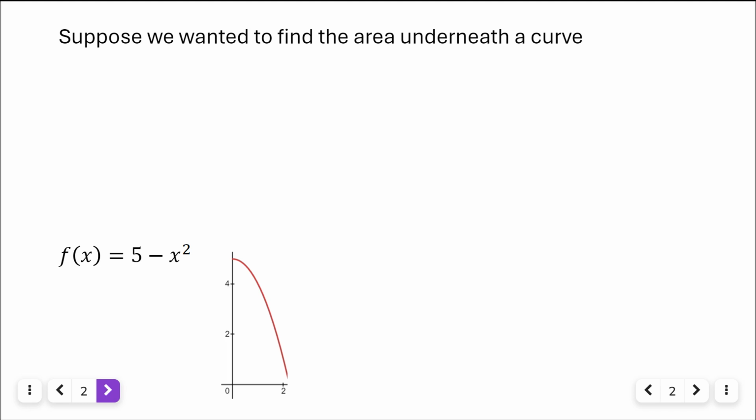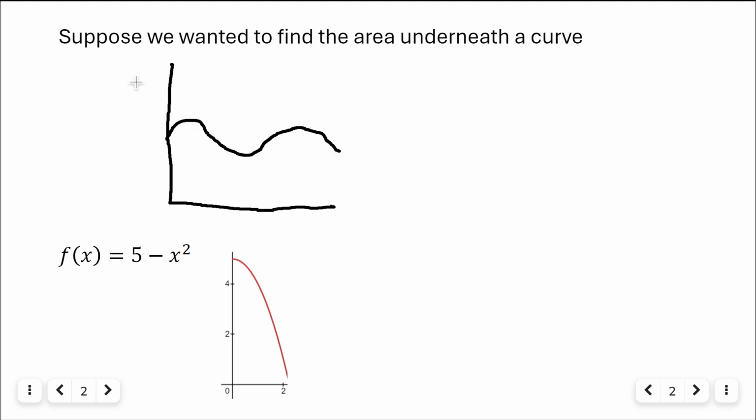So suppose you wanted to find the area that's underneath the curve. Now we're going to use f of x equals 5 minus x squared in just a minute. But let's just take any old function. It doesn't matter what it looks like. Let's just draw anything. So let's draw something called f of x. Here we go. Okay, here's f of x. I want to find the area, let's say from A over to B.